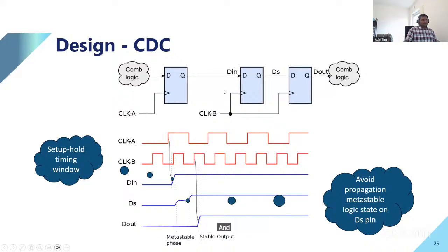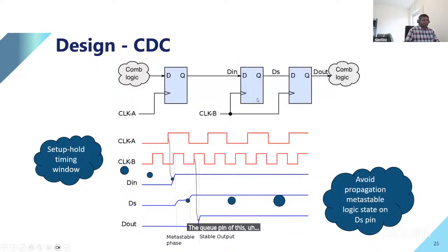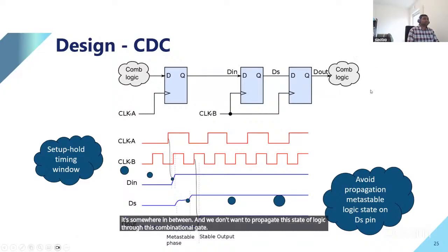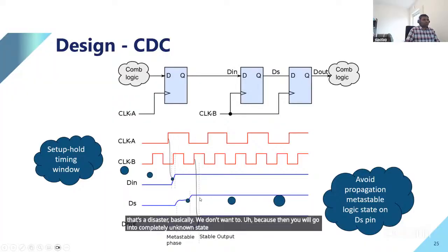Now, this is the behavior of a flip-flop, because a flip-flop has feedback loops. The Q pin of this flip-flop, which is a DS net, you see it end up in some kind of state which is neither logic 1 nor logic 0. It's somewhere in between. And we don't want to propagate this state through this combinational gate. That's a disaster, basically. Because then you will go into a completely unknown state where you don't know what's really happening here.